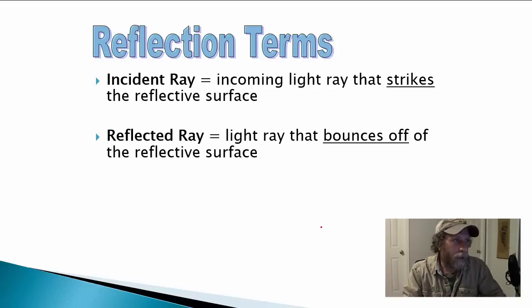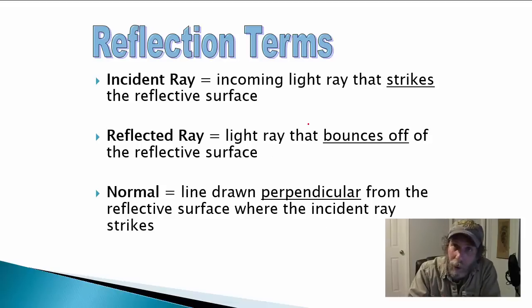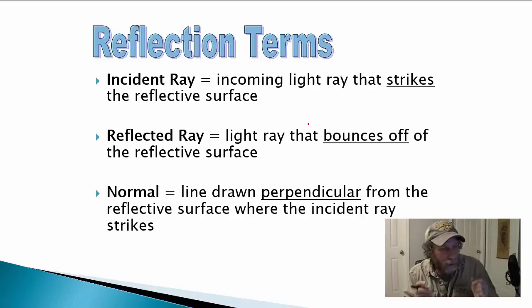All right, the incident ray, the reflected ray, and then the normal. The normal is not a ray. The normal is a line, and it's got a weird name. It has nothing to do with a person being normal or not. It's just a name in physics. Normal means perpendicular to some other thing you're talking about. In this case, it's the line that is perpendicular to the reflective surface. So if this is the mirror, then perpendicular is this. This is the normal line.